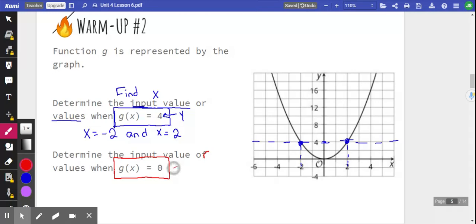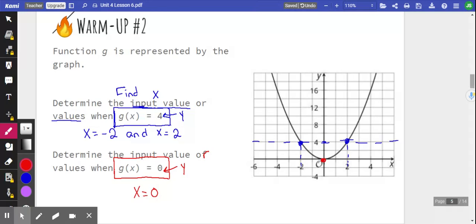Okay, so this one is telling us when our y is equal to 0. So where y is 0 is on that x-axis, and there's only one point where this graph touches the x-axis. It's right there at 0, 0. So when x is 0, the y is also 0 for that one.